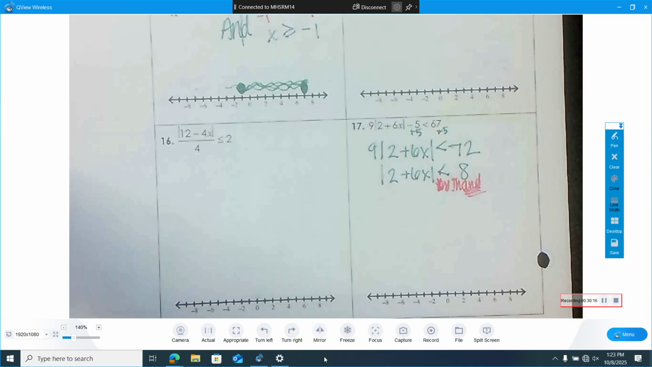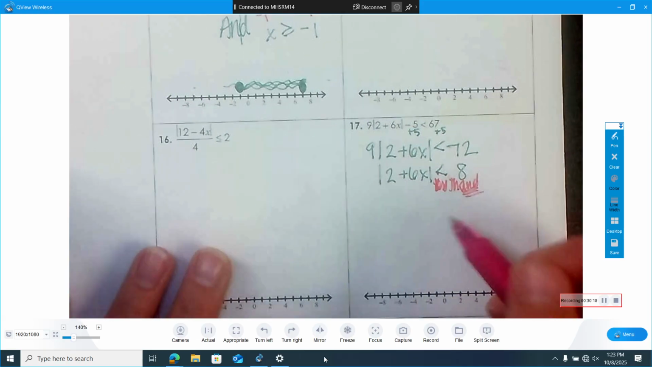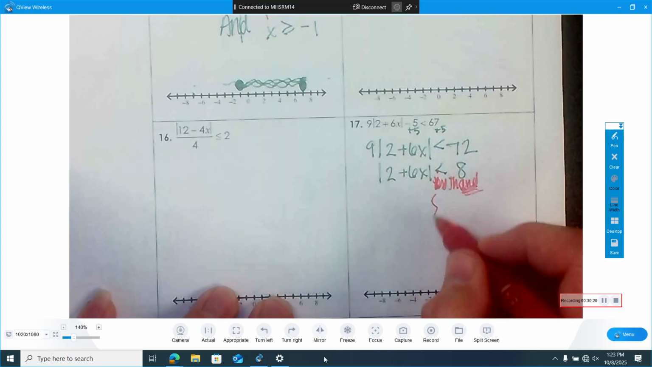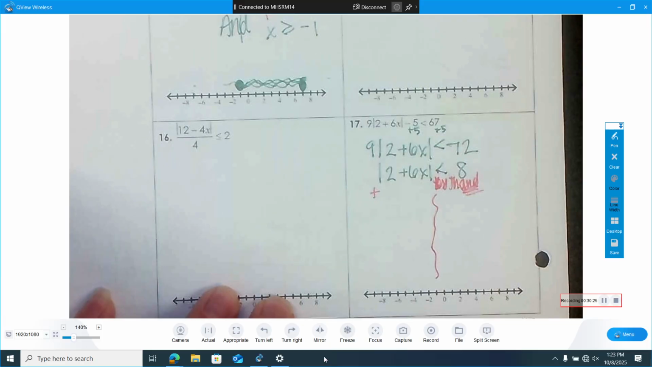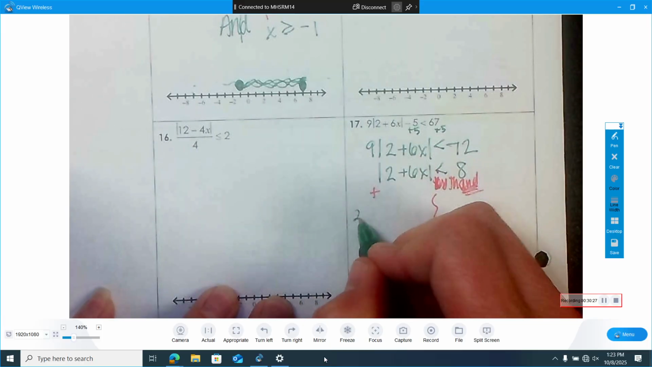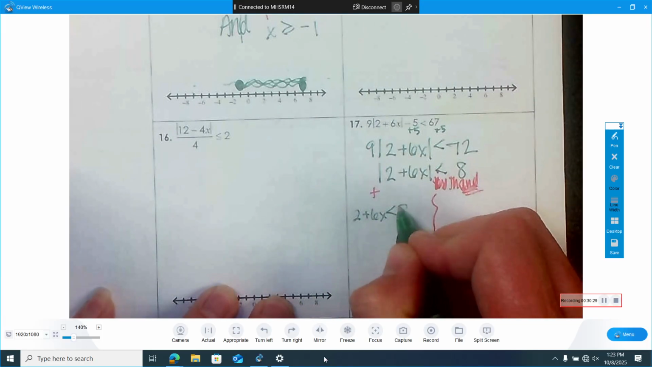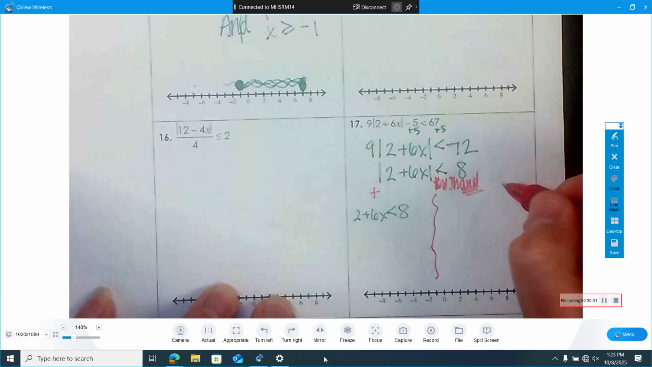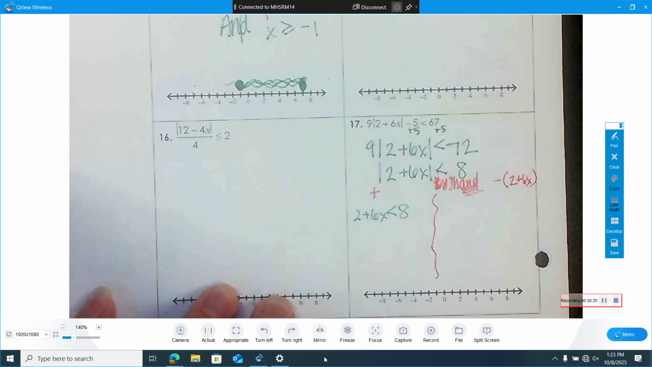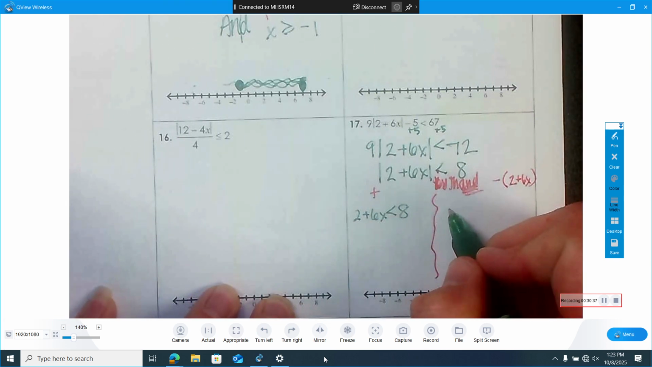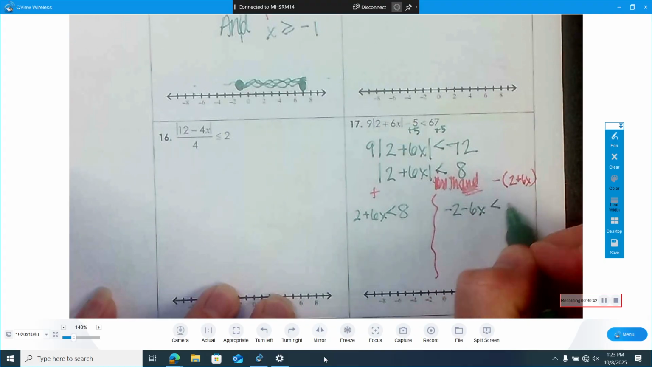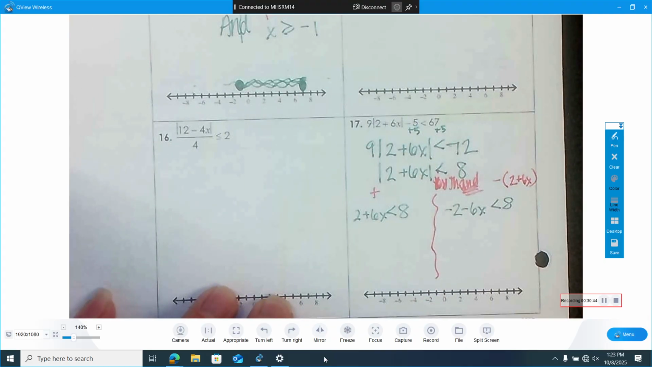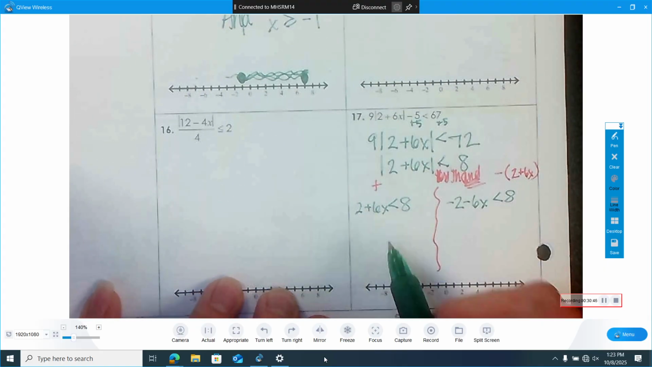Okay. All right. So let's set this up. We got to set up our two cases here. The first case is where the guts are positive. So what should I write? 2 plus 6x is less than 8. And the other case where the guts are negative. So what does that give me? Is less than 8. Good. Negative 2 minus 6x is less than 8. Good, good, good.